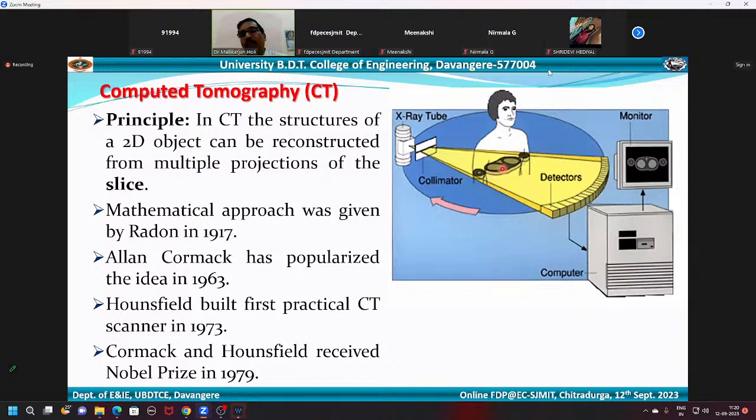The detectors convert that information into an electrical signal that goes to the computer, where we have advanced algorithms. Using those algorithms, the information coming from the detector is processed, and we reconstruct an image of that particular slice.